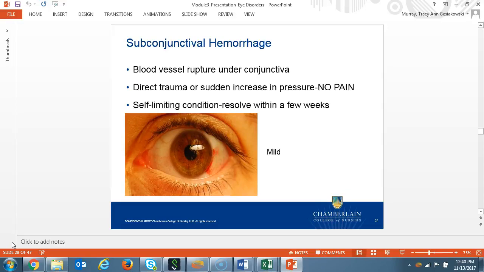Subconjunctival hemorrhages themselves don't cause pain. With mild cases without any signs of ocular injury, the condition is benign and will disappear within the week. There's no treatment necessary and no need for referral. And here is an example of a mild case.